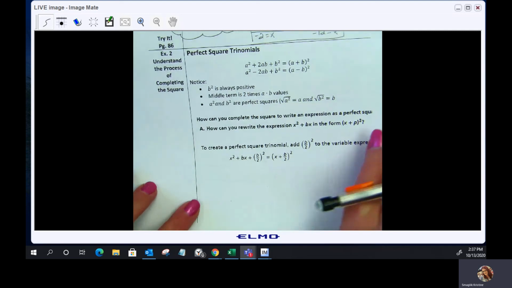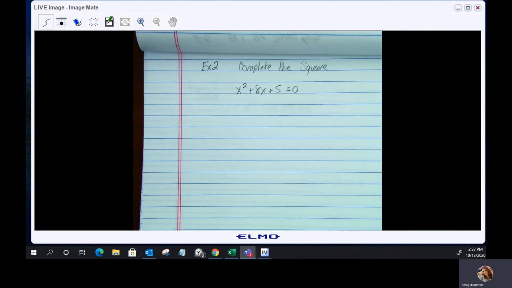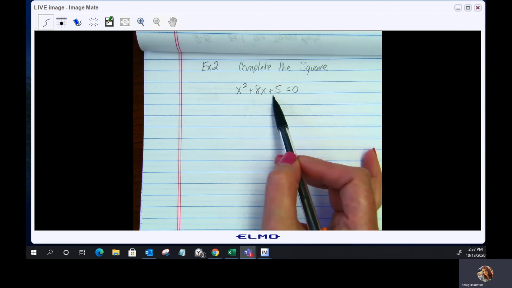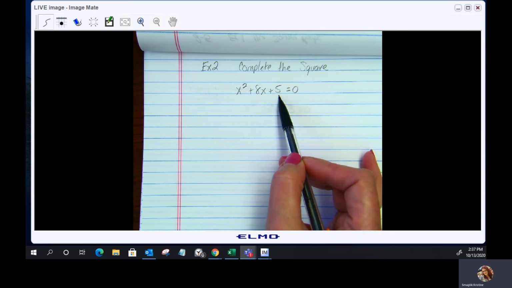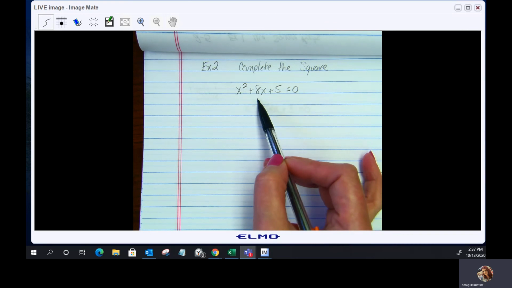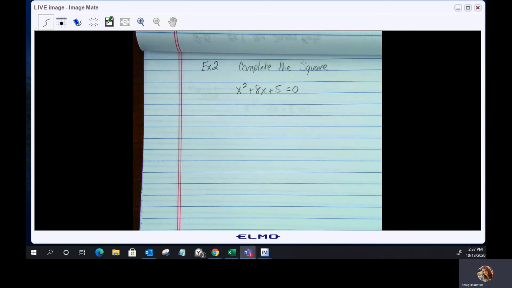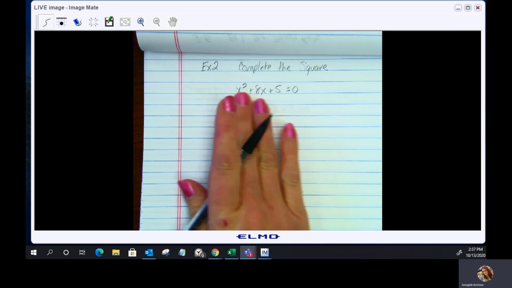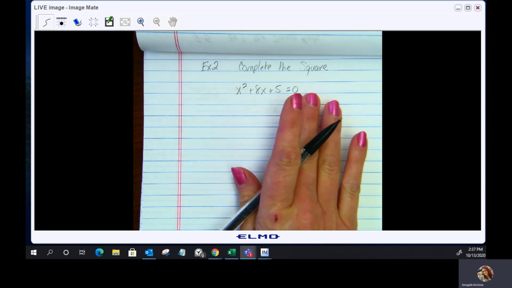So let's go ahead and do an example. We're going to complete the square. If you look at that quadratic, you can see that is not something you can factor. Your factors would have to both be positive: two numbers that when you multiply them you get 5, and when you add them you get 8. There isn't any. This one is not easily factorable. So we're going to force it into a form that we can factor easily. First, you want to isolate your x terms on one side of the equation and move whatever constants you have over to the other side.